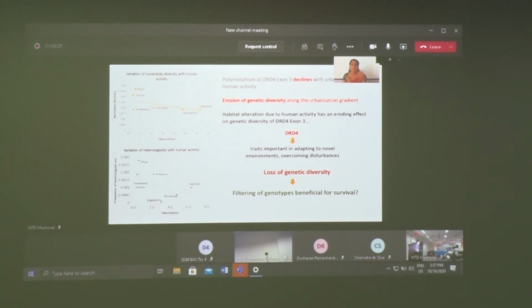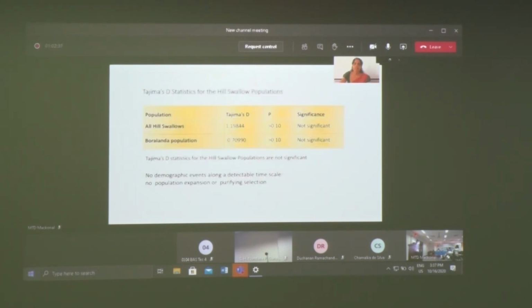But in the natural habitat, more variation in personality exists, which might explain the high level of genetic diversity found in those areas. And I also calculated the Tajima's D statistics to observe if there have been any demographic events in the population of house swallows in Sri Lanka. However, the non-significant values indicate that no demographic processes such as population expansion or purifying selection have taken place.